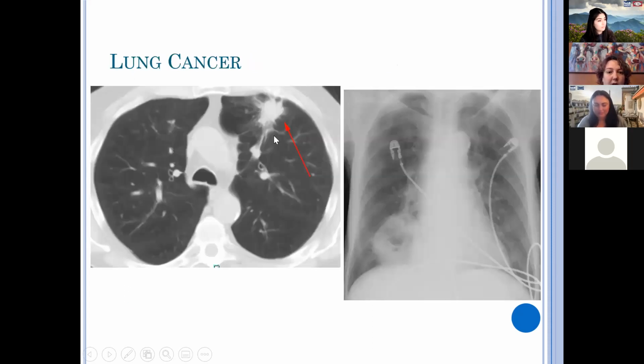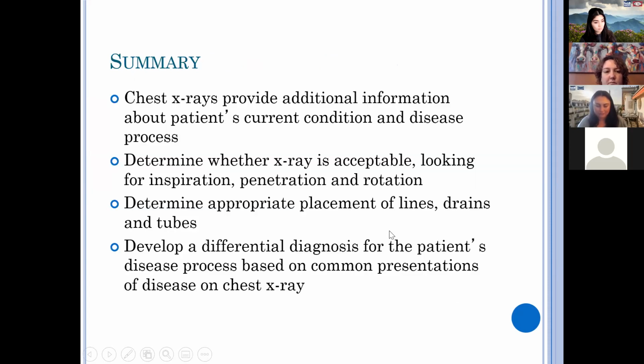You can also see lung cancer. It has a sort of a nasty appearance where there's all these spiculations coming off of it. It's not perfectly round. It's not calcified. You can see a mass here.